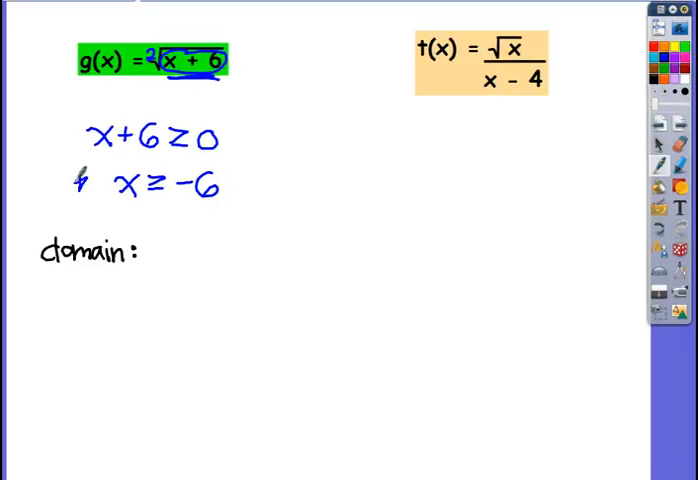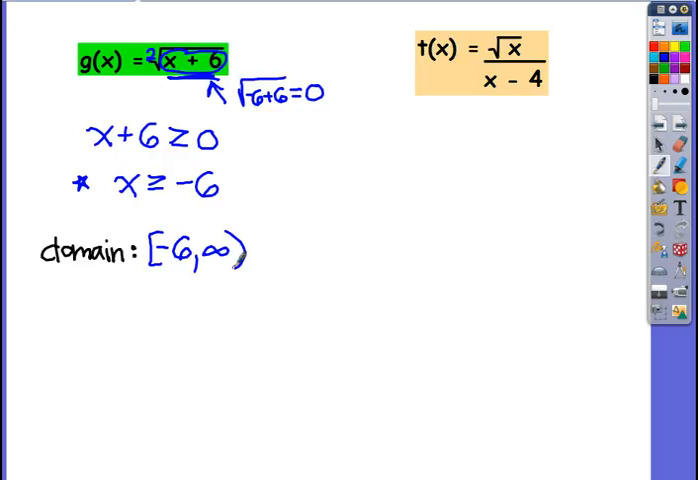If you left it like this as an inequality, that's okay. If I asked you for interval notation, I'd want to include negative 6. So negative 6 would be the smallest number I could input here to get out a real number answer. Think about it, the square root of negative 6 plus 6 is the square root of 0, which would give me 0. Anything smaller than that would produce a negative number under the square root. So negative 6 to infinity is your domain.